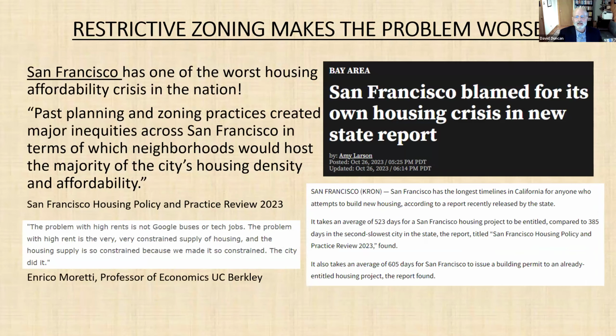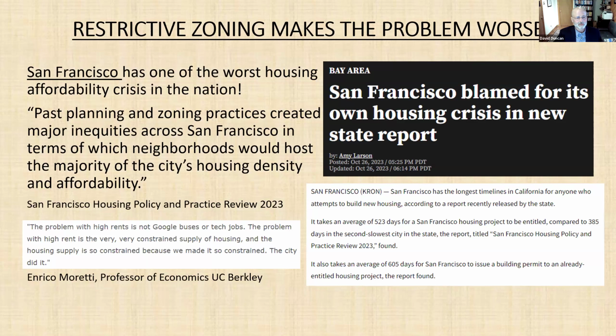I just love this slide. I couldn't resist. I did this on another presentation just to Google. Everybody knows how wild and crazy and terrible the housing crisis in San Francisco is. So I started doing a little research. And the two best quotes that I got from that are from the Housing Policy and Practice Review: Past planning and zoning practices created major inequities across San Francisco, which was basically redline zoning back in the 60s, in terms of which neighborhoods would host the majority of the city's housing density and affordability.